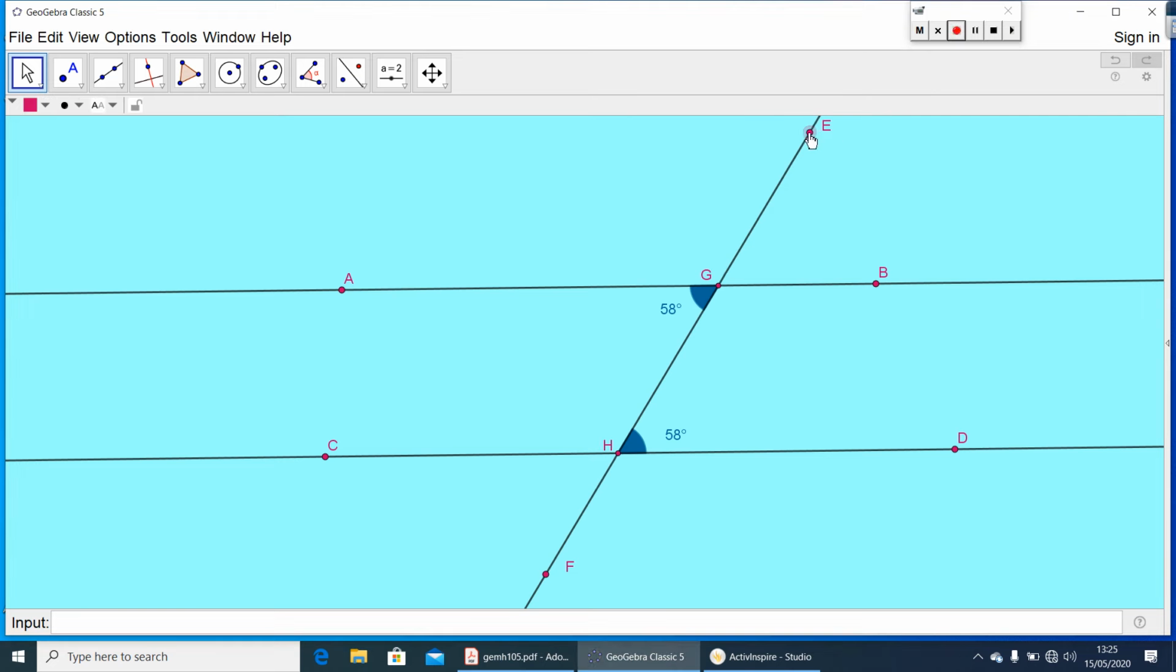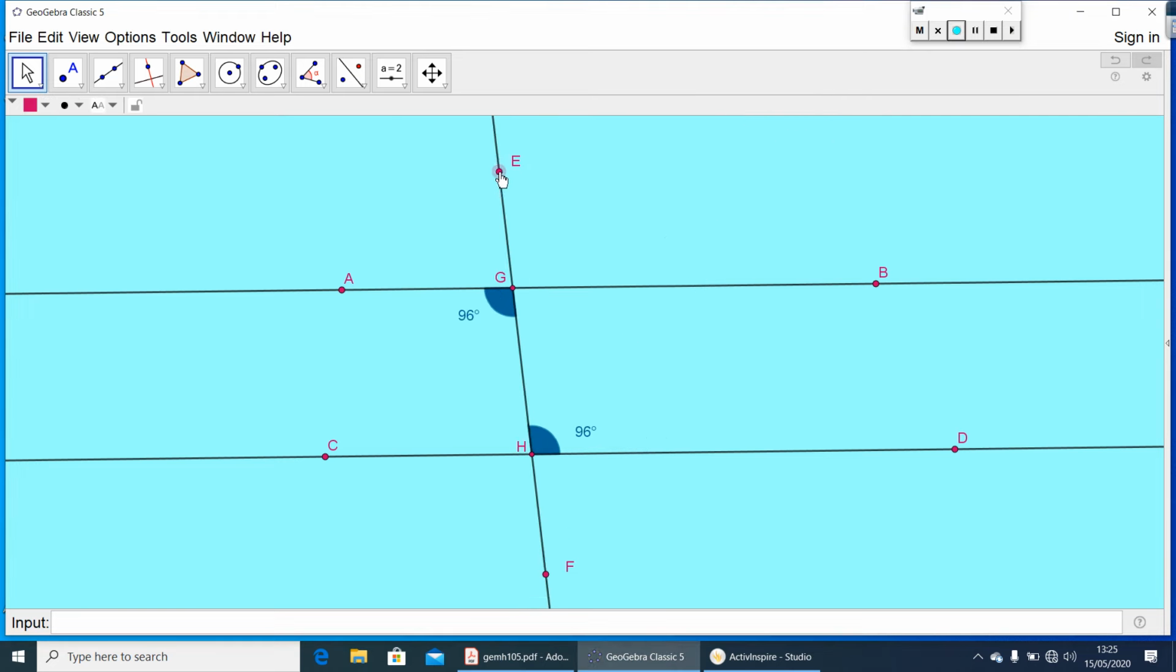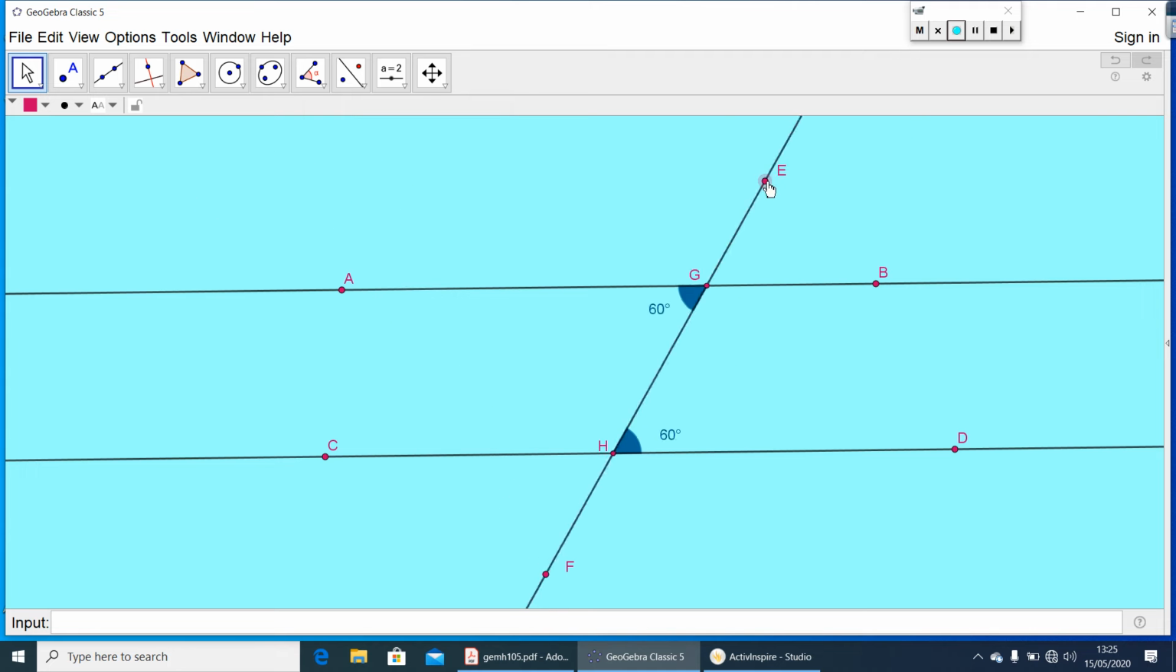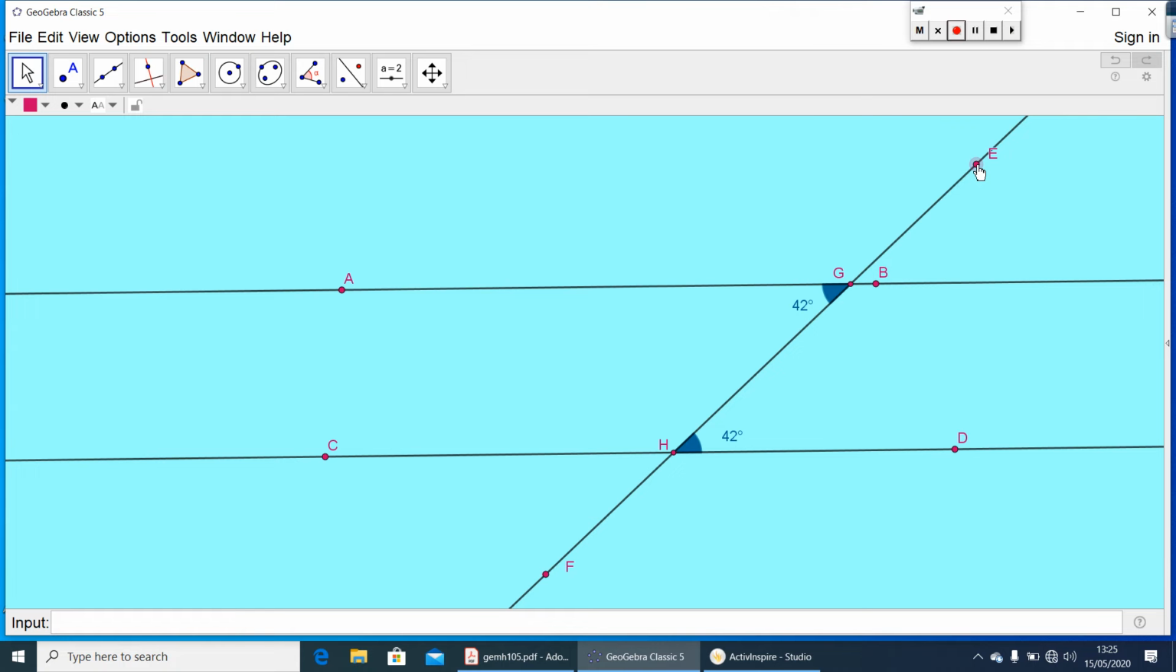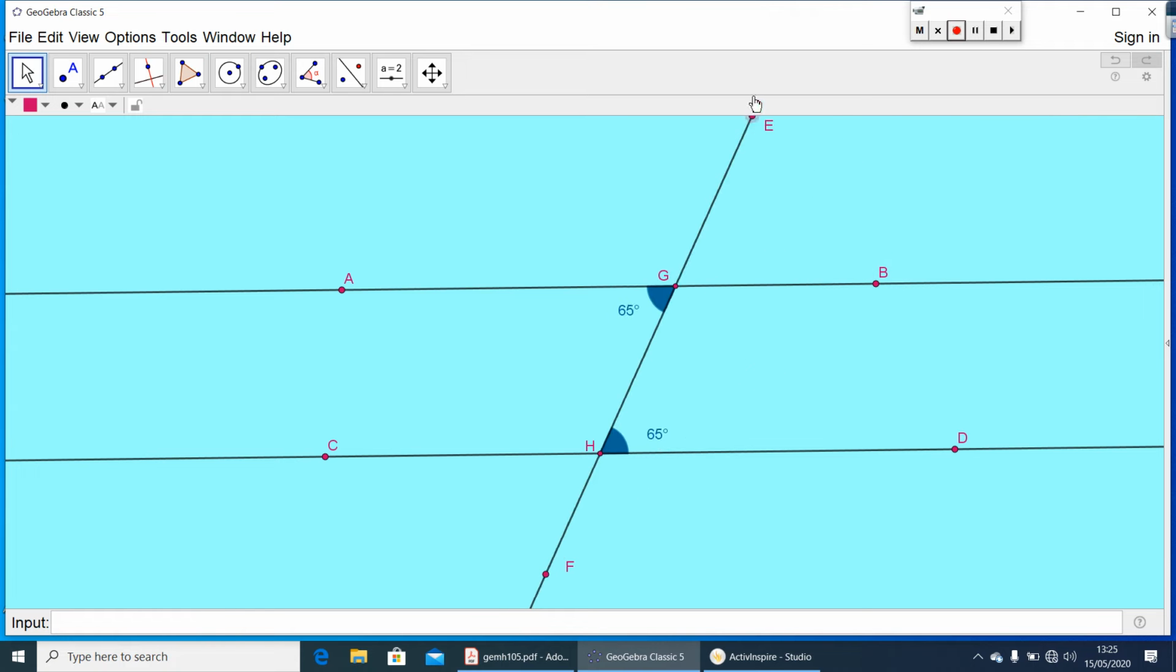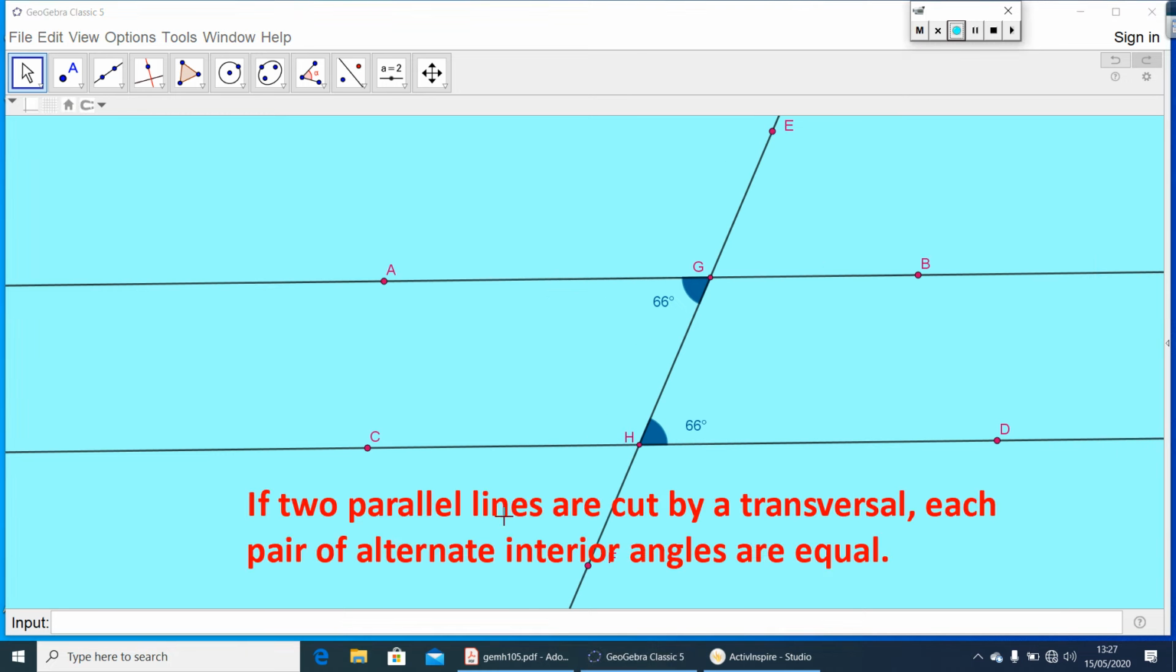Now let me change the position of the transversal. Here in all the cases you can say alternate interior angles are equal. So if the lines are parallel, you can find alternate interior angles are also equal. So we can write, if two parallel lines are cut by a transversal, each pair of alternate interior angles are equal.